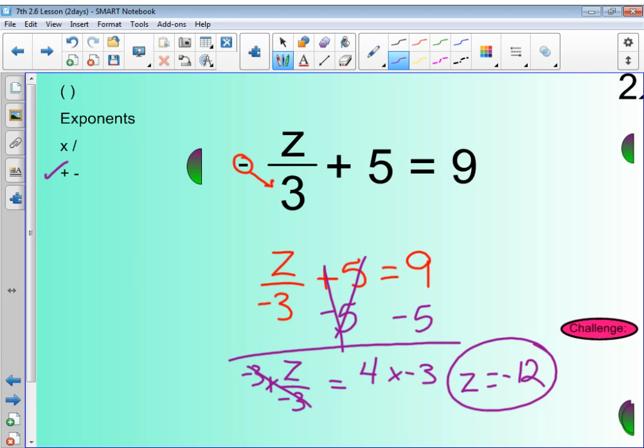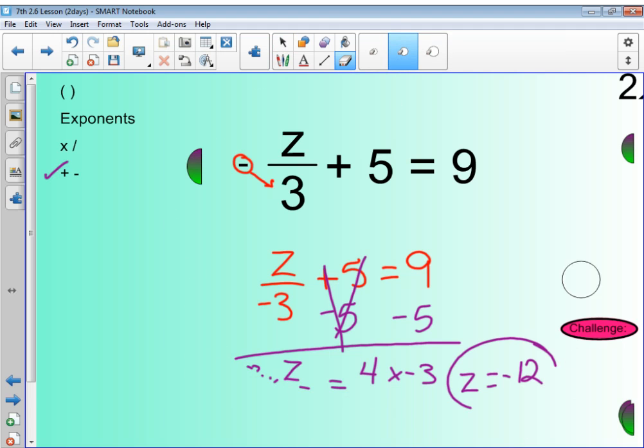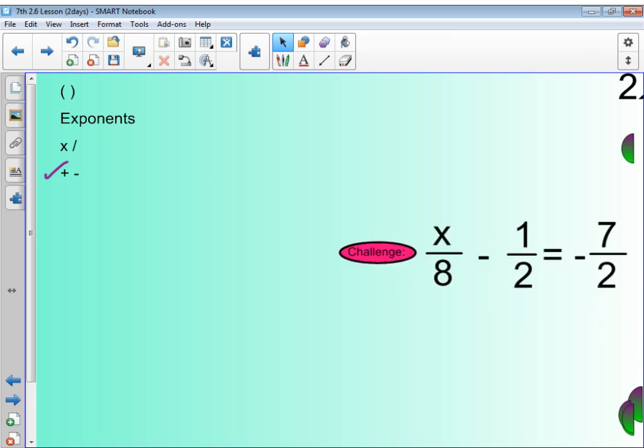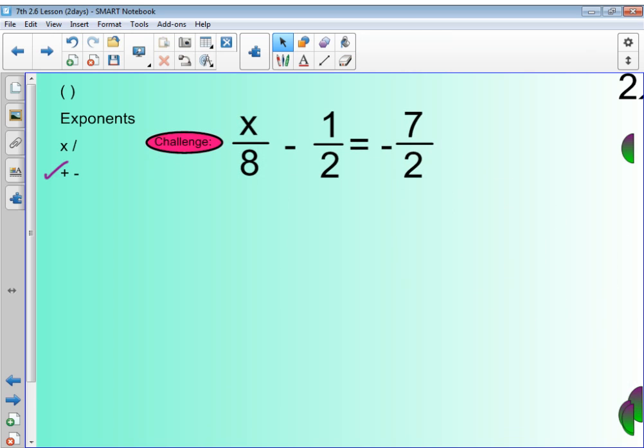You should have gotten z equals negative 12. All right, here's a challenge problem for you because it involves fractions. If you'd like to try this one, you may. It shouldn't be too terribly difficult. You just have to be comfortable with fractions. Go ahead and pause your video and work your way through this one and see what you get. Check back in just a minute or so to check your final answer.